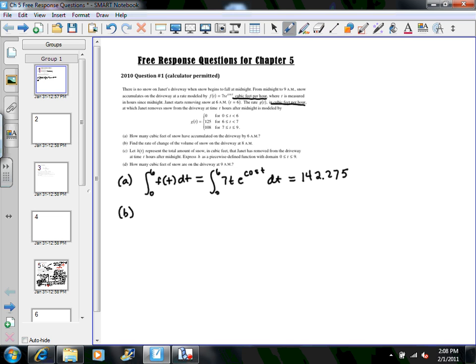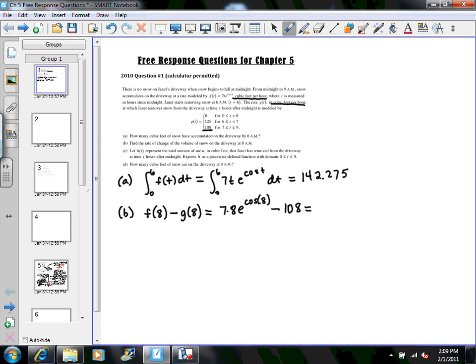So if I'm trying to find the amount of snow on the driveway, it's how much accumulated after 8 hours, so f of 8. And then you subtract out how much she got rid of after 8 hours. So that's g of 8. Okay. So you find that f of 8. I'm just plugging it in. Again, this would be really easy if you had this in for y1. g of 8, that's your 108.